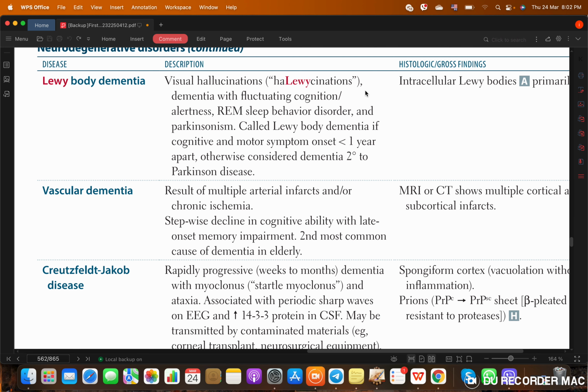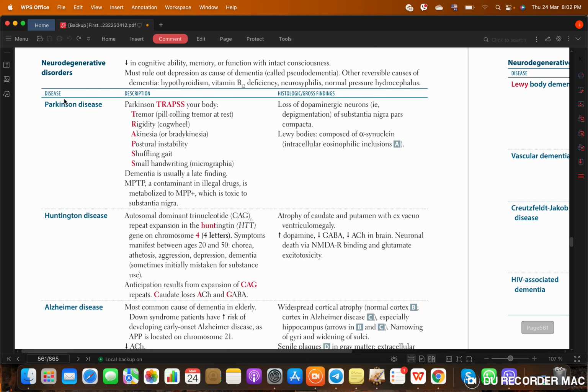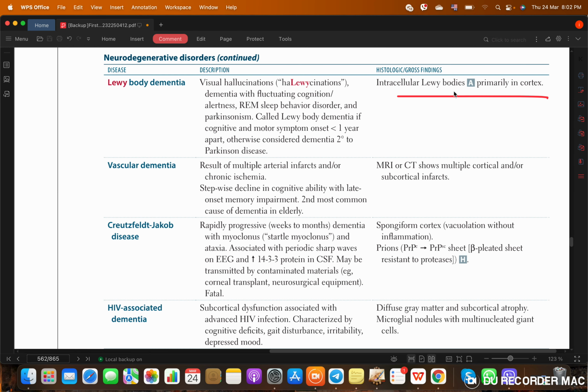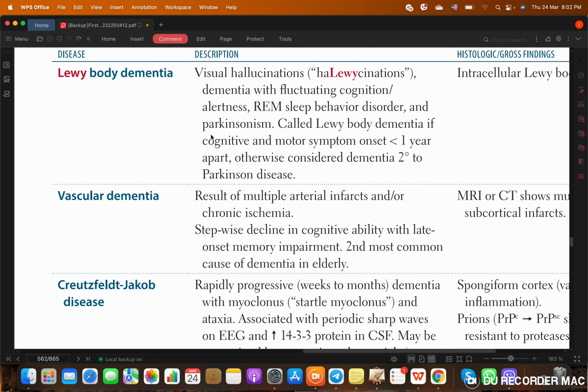And Parkinsonism, the shaking symptoms. You are like, well, this sounds exactly like Parkinson's disease. They have Lewy bodies like Parkinson's disease. So how the hell am I going to differentiate between them? The first trick to differentiate between the two is time. It's all about time. It's called Lewy body dementia if cognitive and motor symptom onset are less than a year apart. Otherwise, it's considered dementia secondary to Parkinson's disease.